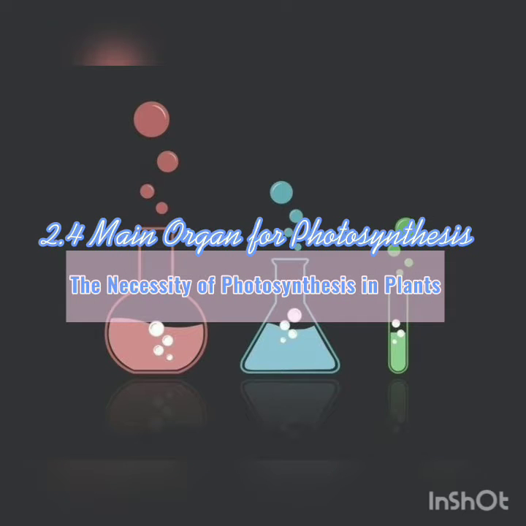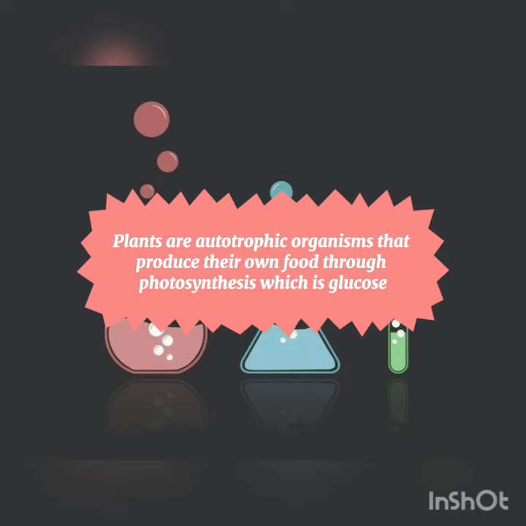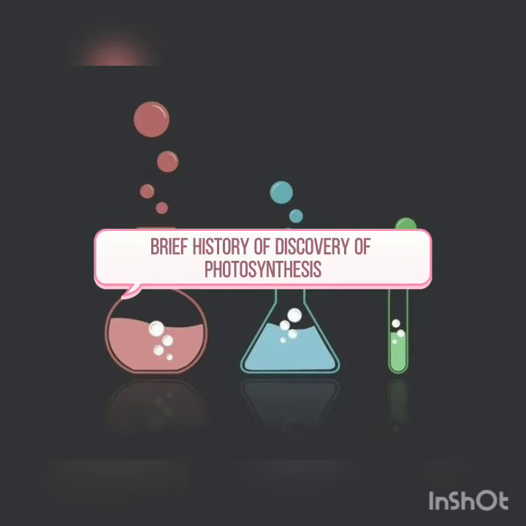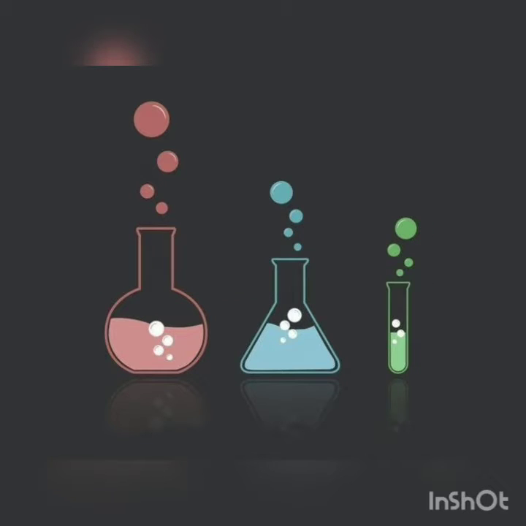2.4 Main organ for photosynthesis, the necessity of photosynthesis in plants. Plants are autotrophic organisms that produce their own food through photosynthesis, which is glucose. Brief history of discovery of photosynthesis.